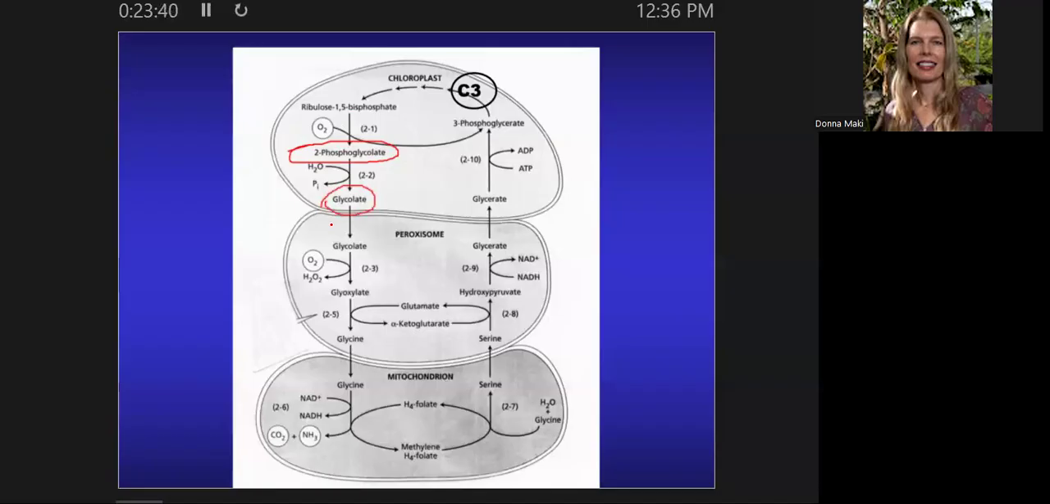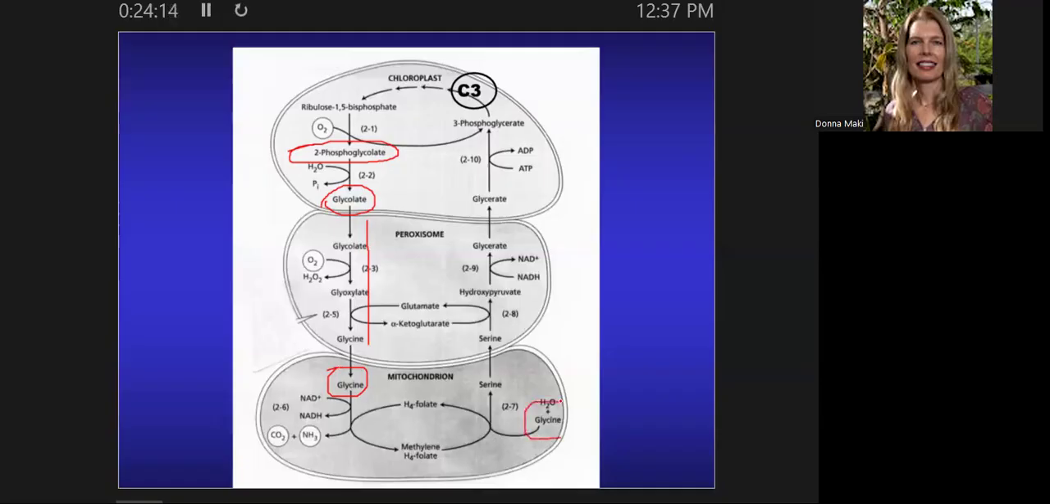And you see a series of reactions here. But basically what you see is the glycolate gets converted to glycine. And then glycine has to find the mitochondria. And now, once it gets in, there's a couple of things going on here. So the way the artist drew this, if you look at the mitochondria, you see that glycine I just circled.